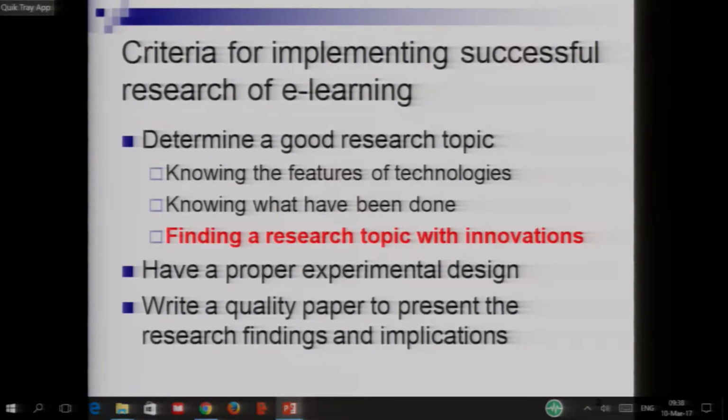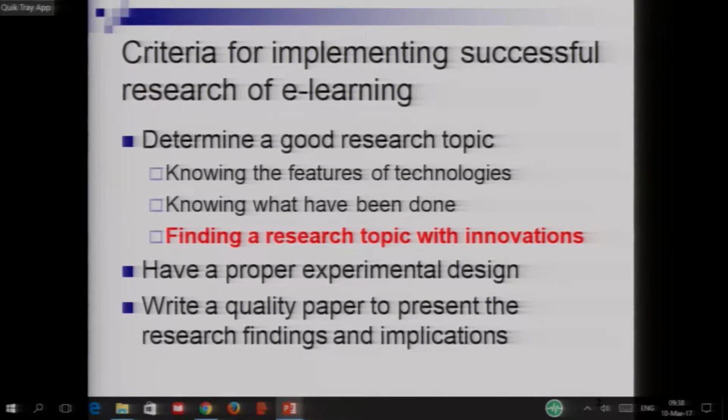Many people ask me, how can I publish an e-learning paper in outstanding journals? I say, okay, there are 3 criteria if you want to publish a good paper in a good journal. The first is you need to determine a good research topic. To do this, we need to know the future of technology.